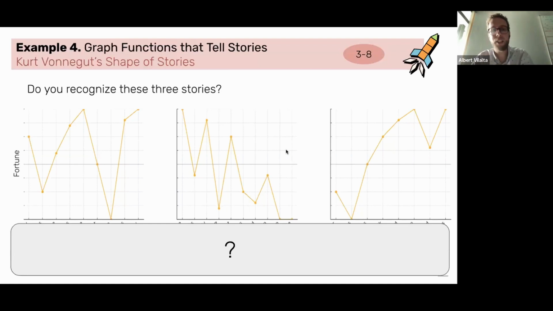Right. Yes, this is great, Susie. Exactly. I really love literature and I really love math. So this activity is great. Now let me tell you.